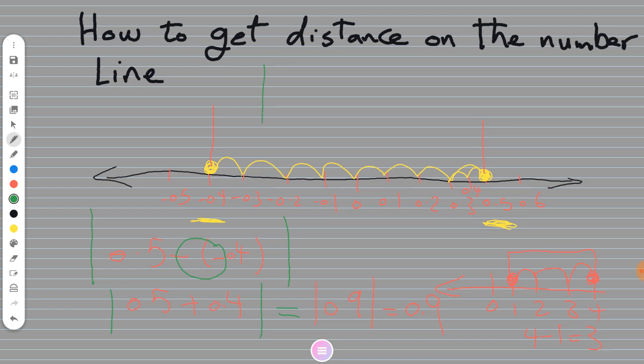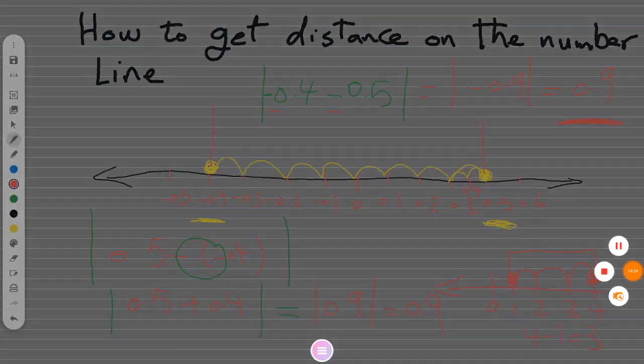If we start from negative 0.4, okay, let's count it. Negative 0.4 minus 0.5, because 0.5 is on the other side, so the answer will be: same sign, so keep the sign and add 0.9, and the absolute value of negative 0.9 is 0.9. So the distance on the number line is 0.9. That's enough for today.